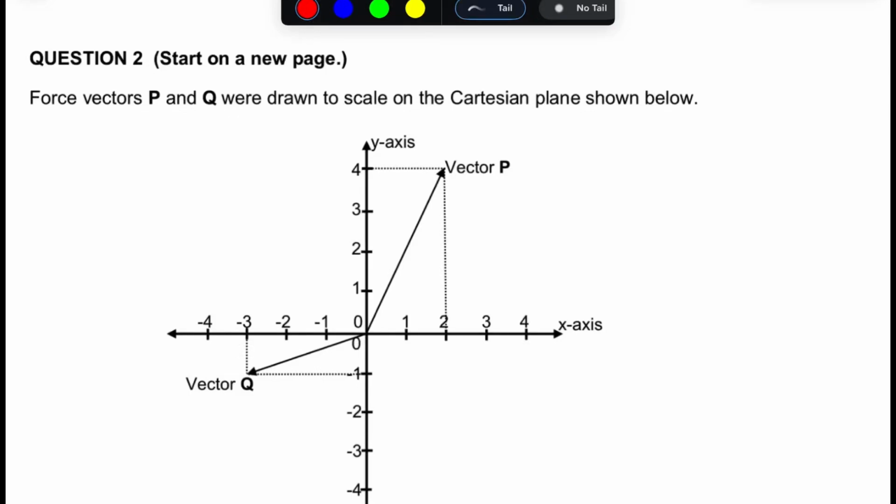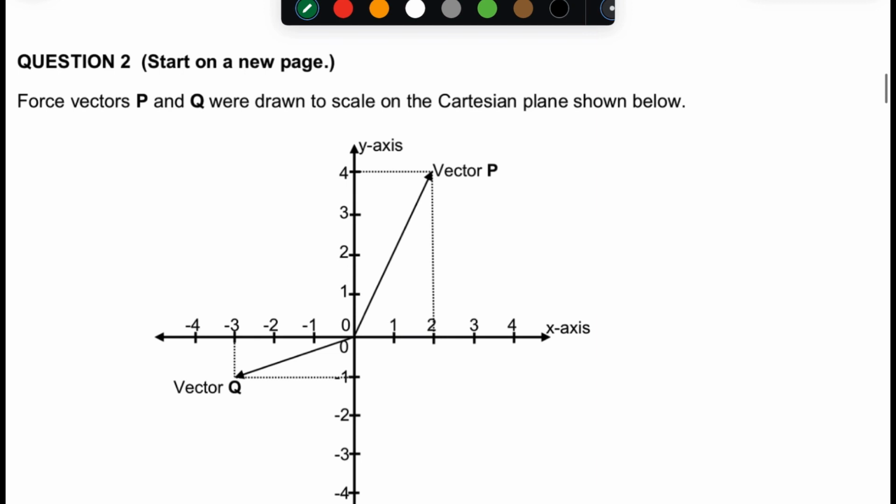Here's another question on resolution of a vector, but it's slightly different compared to the others. It says force P and Q are drawn to scale on a Cartesian plane shown below. So here's force P and force Q drawn to scale. So you can also see the components of force Q and force P. Now let's look at force P.